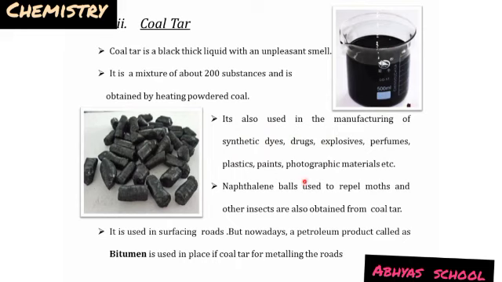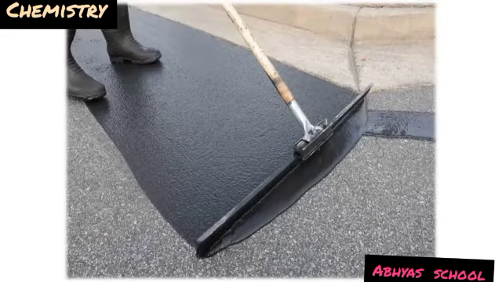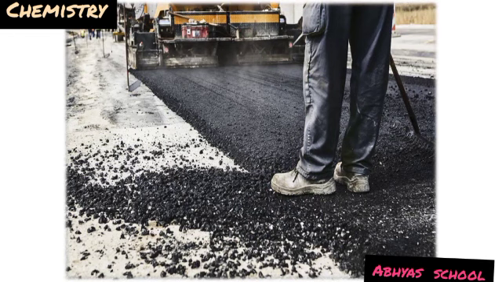Naphthalene balls used to repel moths and other insects are also obtained from coal tar. And coal tar is used in surfacing roads. But nowadays, a petroleum product called bitumen is used in place of coal tar for metalling roads. I hope you all have seen how we tar the road by using coal tar. But nowadays, it has been replaced with bitumen. It is a petroleum product.